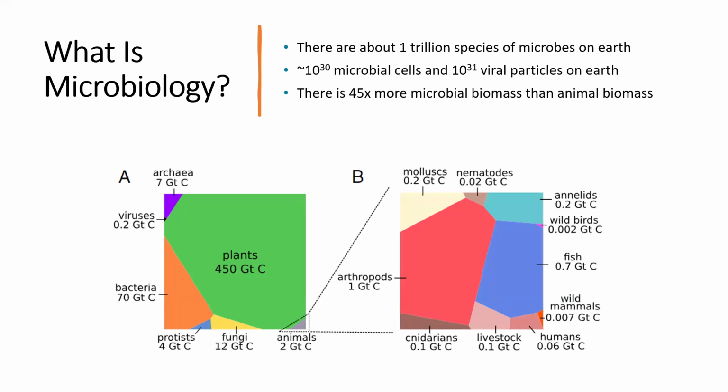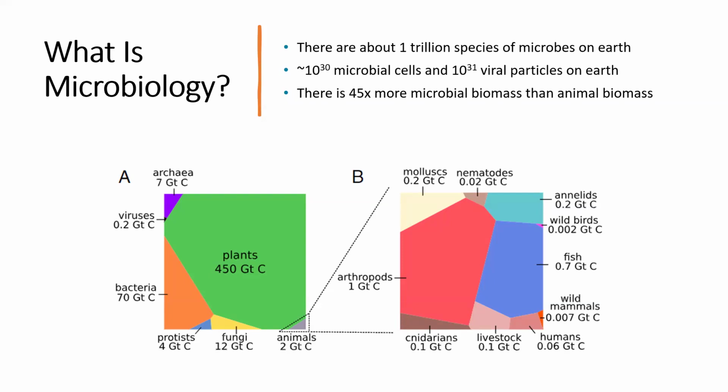In terms of cells, it's an incomprehensible number. 10 to the 30 microbial cells. That's a 1 with 30 zeros behind it. And approximately 10 to the 31 viral particles. That's a 1 with 31 zeros after it. To give you an example, a billion is a 1 with 9 zeros behind it. And so this is like a billion or more. I mean, gosh, I can't even comprehend the magnitude here.